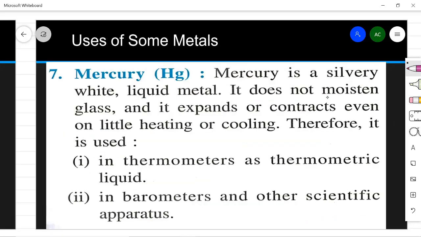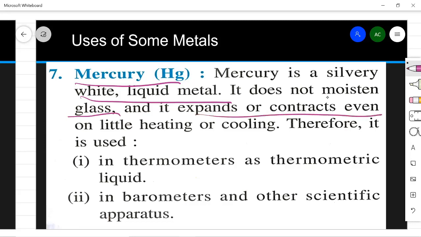The next metal which we will be talking about is mercury. It is a silvery white liquid metal. It is the only liquid metal, okay. So silvery white liquid metal and it does not moisten glass. glass को गीला नहीं करती है. It expands और contracts even on little heating.